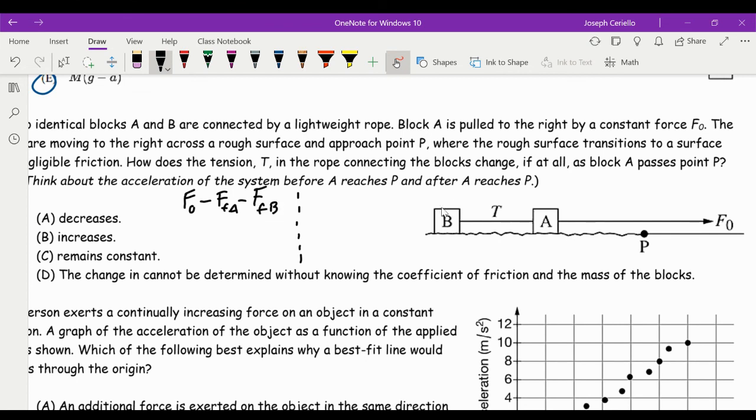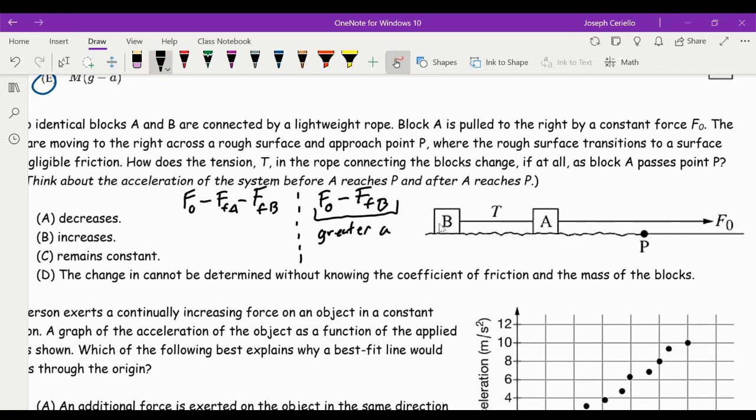But once A crosses P, there is no longer friction between A and the floor. So after A crosses P, the acceleration of the system, or excuse me, the net force on the system is F0 minus the force of friction on B only. So in this case, the system will have a greater acceleration. All of the objects will have a greater a value. If all of the objects have a greater acceleration, B has to have a greater acceleration.